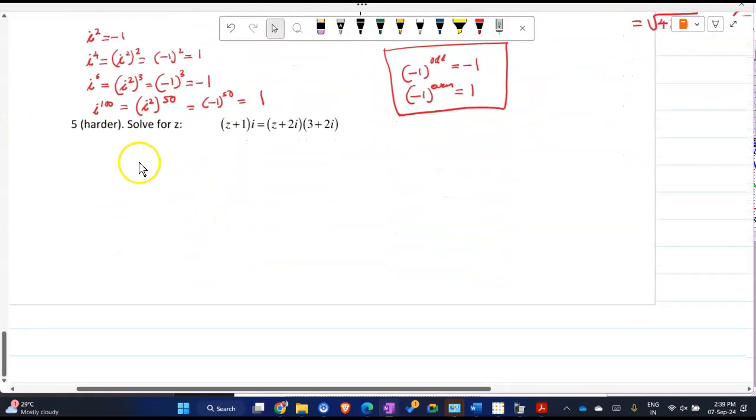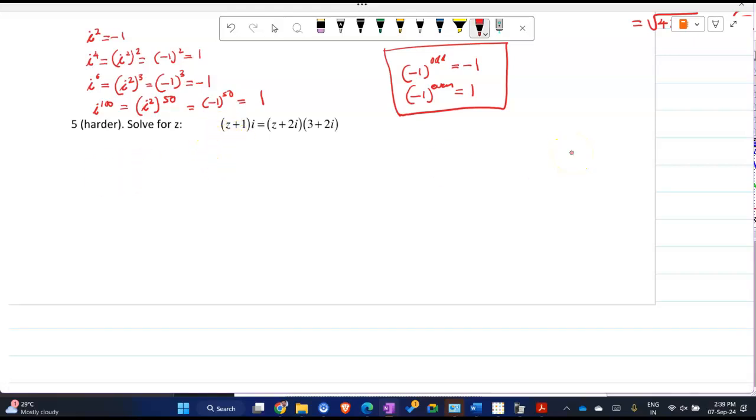Harder. Solve for z. z is your complex number. You have to find it. So how do you do this? Maybe multiply the brackets first on the right side. So what will it become? Tell me. So 2 plus i, z plus i, is equal to. Now multiply these two.